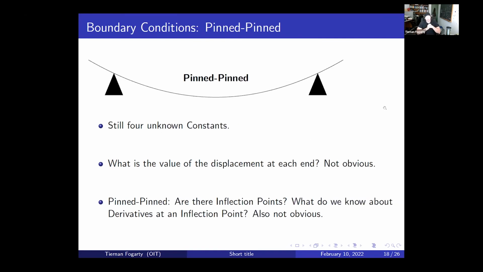It's still the same governing equation. There's still 4 unknown constants, and even though it's probably obvious to us what the displacement is at each end, for some reason it's not obvious to the students. And the inflection points are not obvious. I mean, none of the boundary conditions, at least in my experience, are obvious at all to the students.